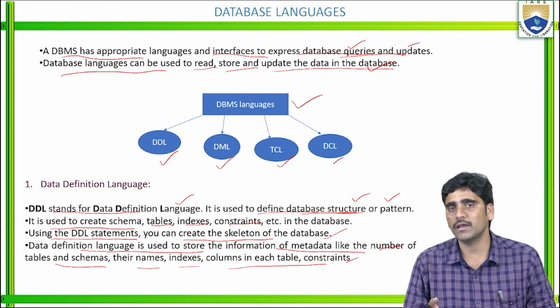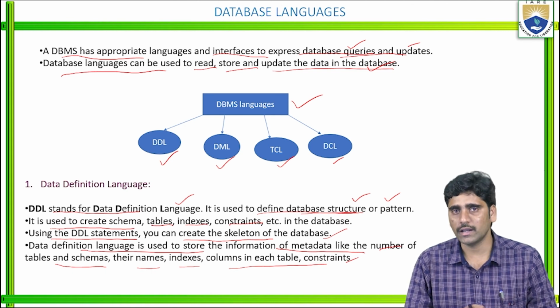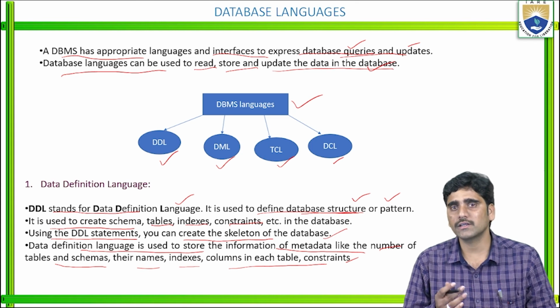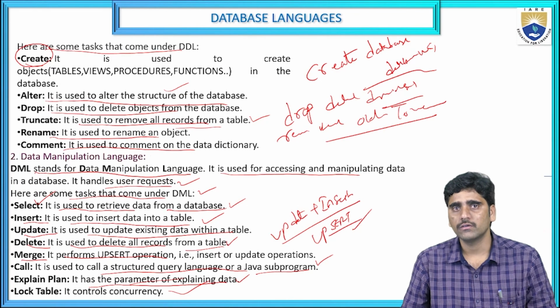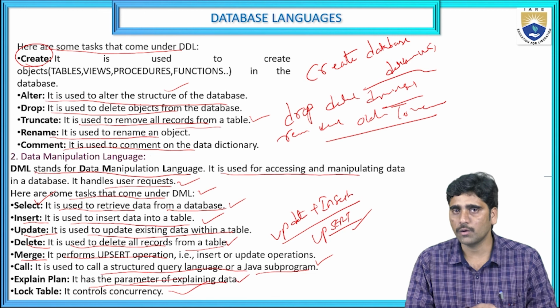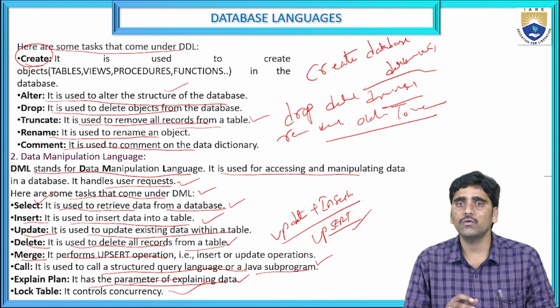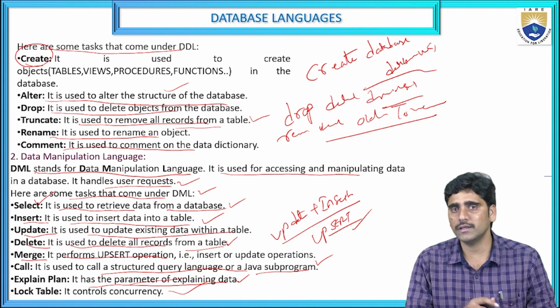in the terminal, or in Oracle software or MySQL software, anyway. Data definition language has commands like create, alter, drop, truncate, rename, and comment. These DDL commands define the design pattern of tables and other objects: tables, views, functions, procedures, anything you can call a database object. How you design and create them is done with DDL commands.